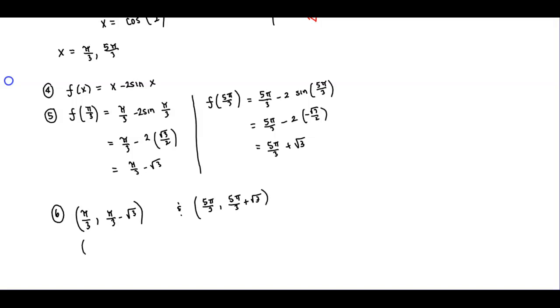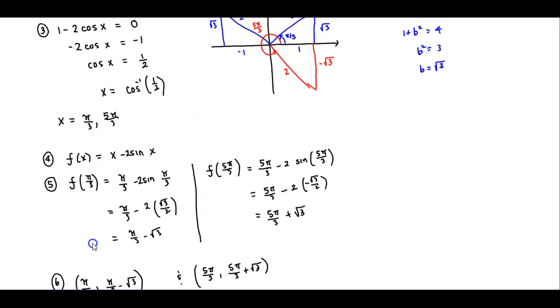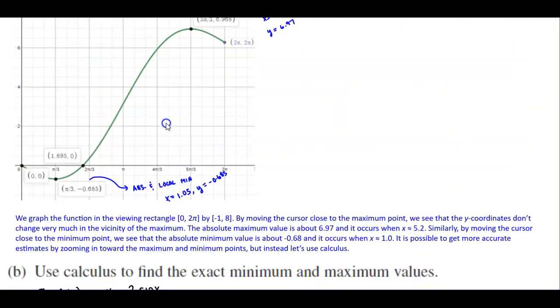So if we put this into our calculator, then we end up getting pi over 3, which is approximately 1.05, like we found on the graph, and pi over 3 minus the square root of 3 ends up giving us negative 0.68. Okay, and then 5 pi over 3 gives us approximately 5.24 for the x value. And then if we take 5 pi over 3 and add the square root of 3, then we end up getting 6.97 for the y value. So we can see here that it matches what we have for our minimum and our maximum.